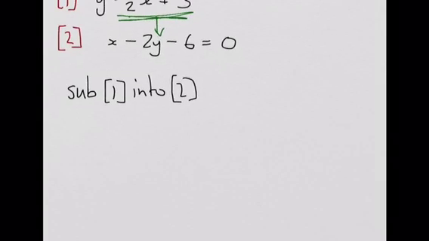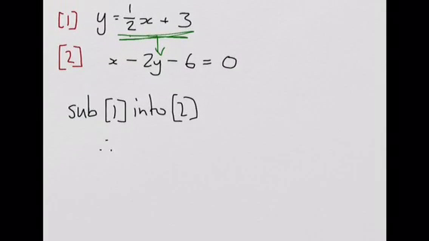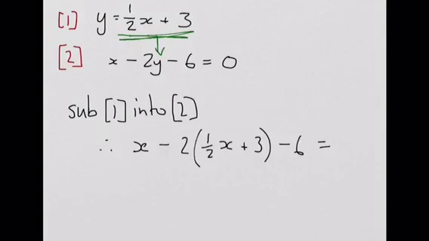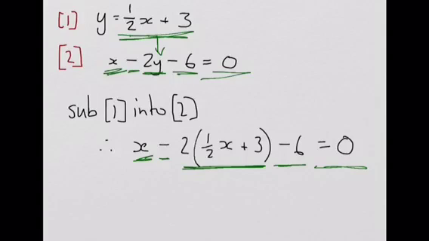Okay, so sub 1 into equation 2, therefore we have x minus 2, subbing in our equation 1 right hand side, half x plus 3 in brackets, minus 6 equals 0. So we've got here, x here, minus 2y, this is 2y, minus 6, don't forget to put the minus 6 in, you might get excited after you've just filled out some brackets and forget to add the minus 6, and then the right hand side is 0.